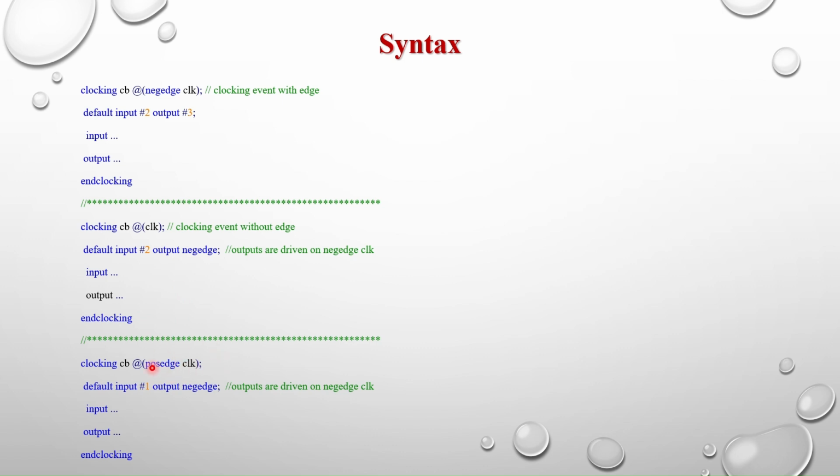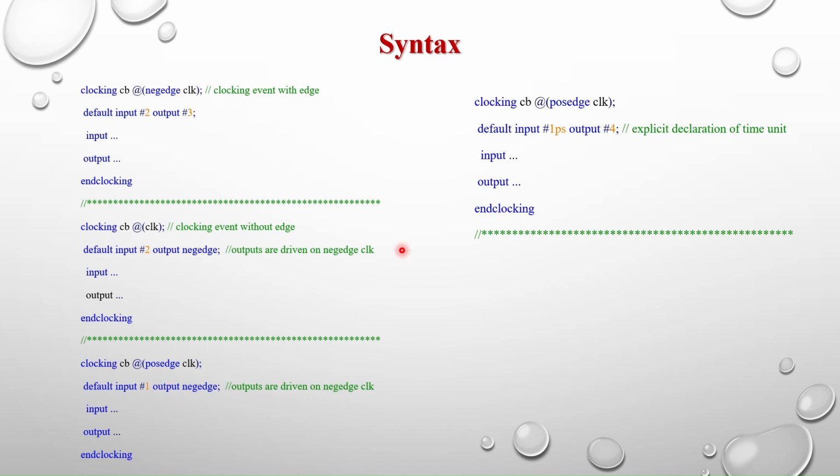And clocking cb at posedge clock. Here I have taken the posedge clock. My clocking event is the posedge clock. Default input #1, output negedge. That means our signal will be sampled 1 unit before the posedge clock, and output will be driven at the negedge of the clock. So right after the posedge we will get the next negative edge, negedge. At that time our signal will be driven. Okay, so this is what it means.